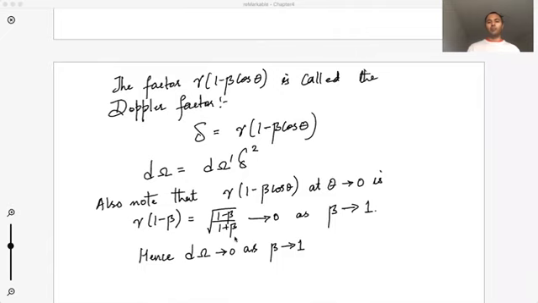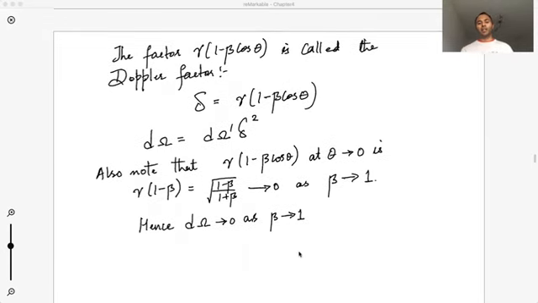it's good to have a little bit of intuition about what this Doppler factor is. So let's say you're having a look at this Doppler factor, and let's say you're in an ultra relativistic regime. So gamma is extremely high, right? Beta is almost close to 1, which means that this Doppler factor is going to be extremely high unless theta is very close to 0, right? So if theta is very close to 0, then the Doppler factor kind of goes to 0, and d omega is going to go to 0 as beta approaches 1.